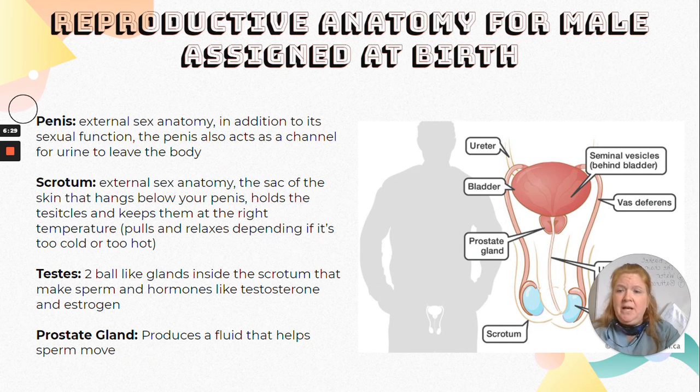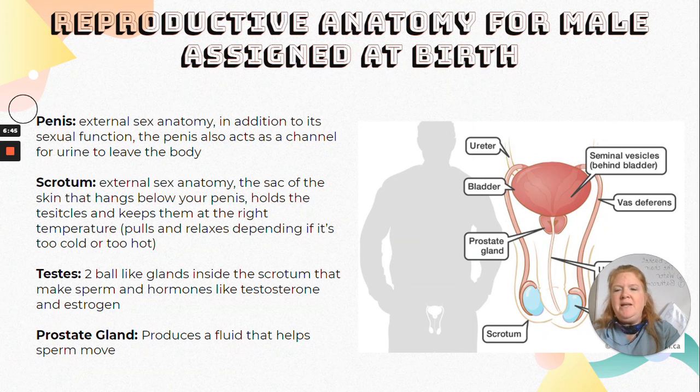It's the main organ of the male assigned at birth reproductive anatomy. And in addition to having a sexual function, it allows for urine to leave the body. The scrotum, that is the sac.